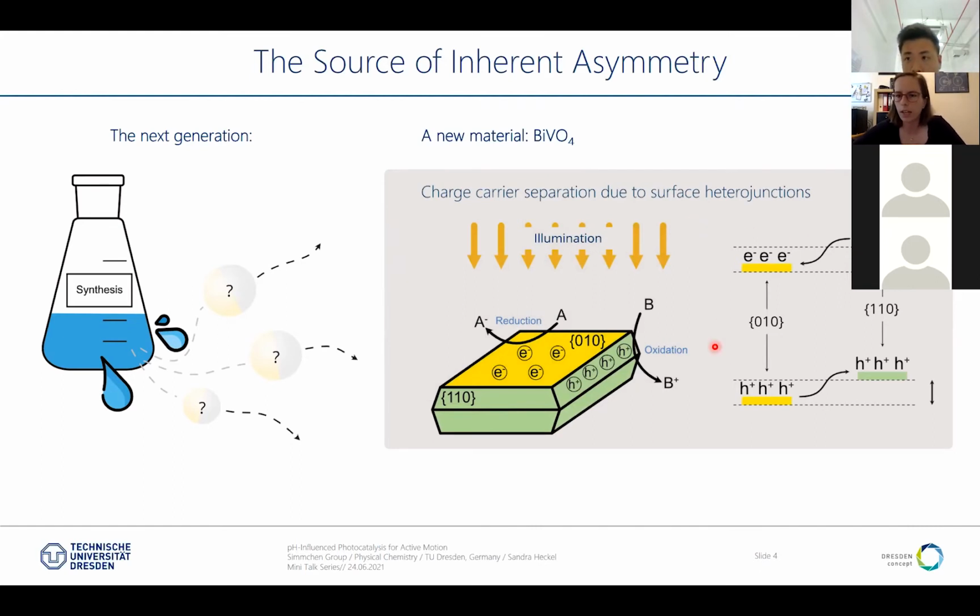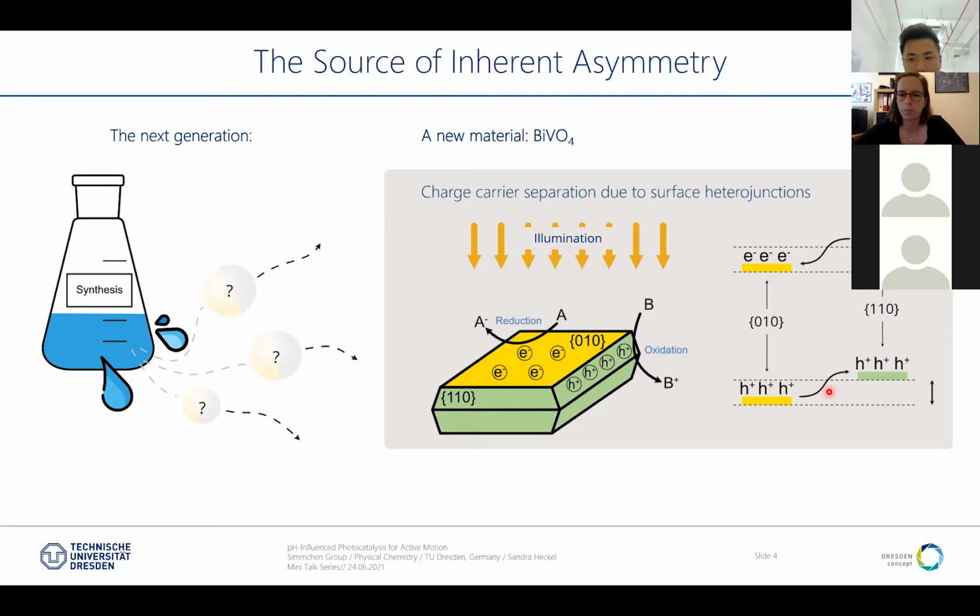If you look at the right of this scheme here, there you have the energy levels of the 2 facets, which are exposed in single crystalline bismuth vanadate. It's the 010 facet and the 110 facet. And what you can see in this scheme is that the energy levels are a bit different, although of course the band gap is the same.